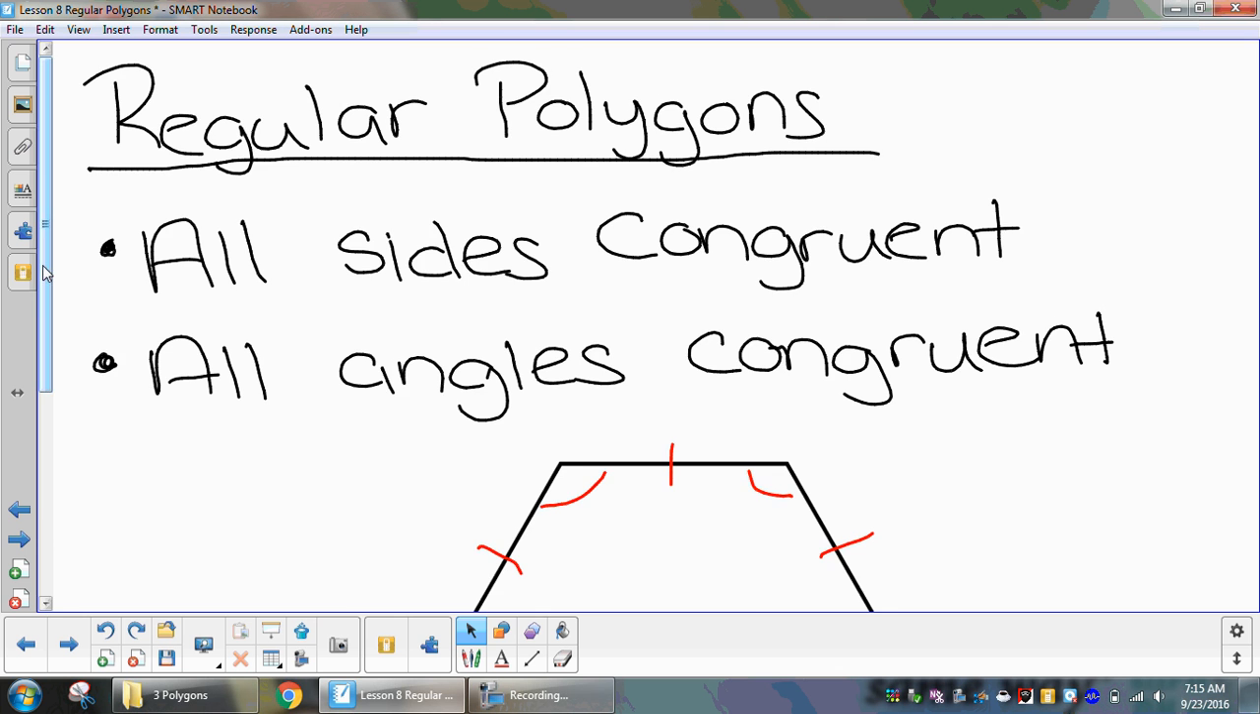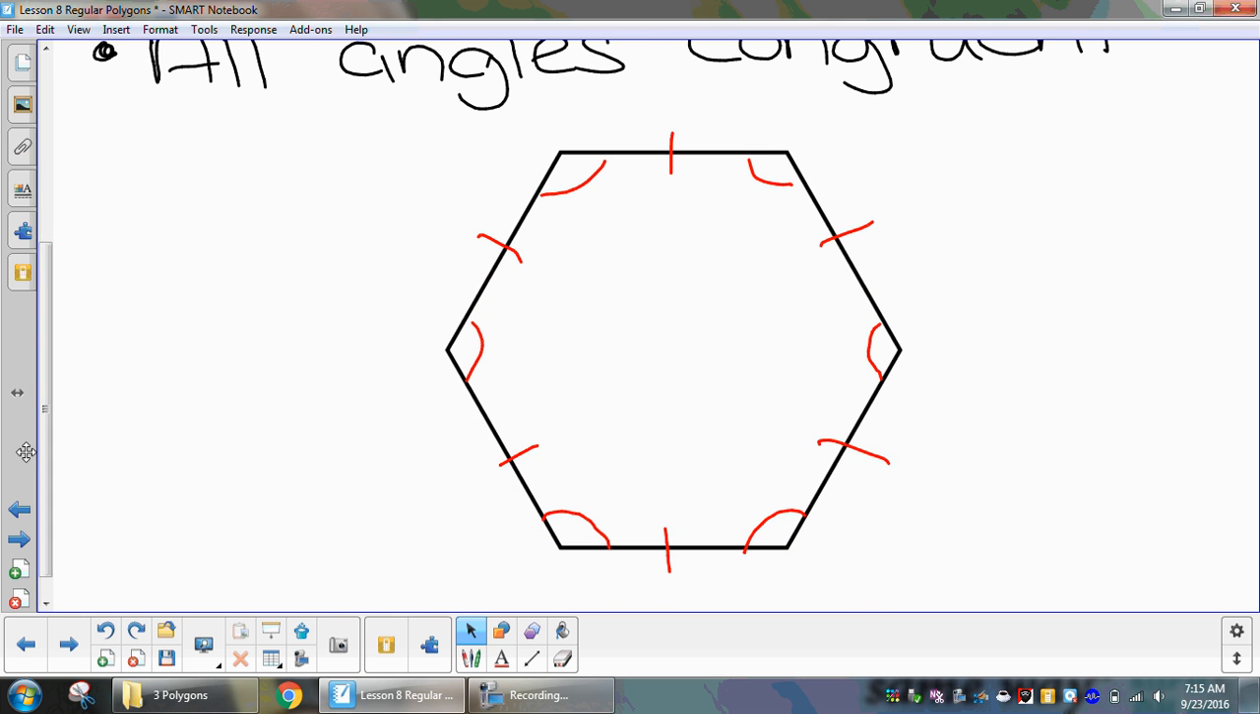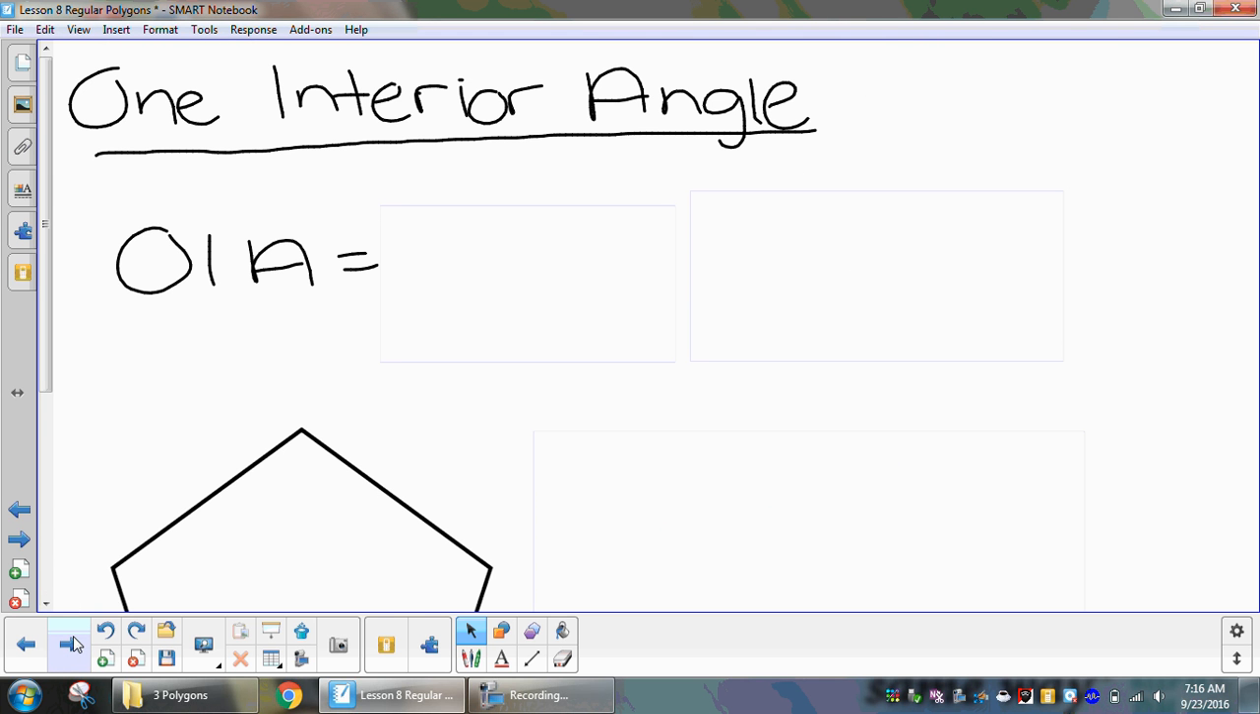So I've taken this regular hexagon, it's got 6 sides, and I've shown you that all sides are congruent. So if I've measured them, they'd be the same length. And all of these angles are congruent, so if I took a protractor and measured them, they'd all have the same degree measure. So if I know that all the sides and all the angles of a polygon are congruent, I know that it's a regular polygon. And then I can find some things out about the angles in particular.